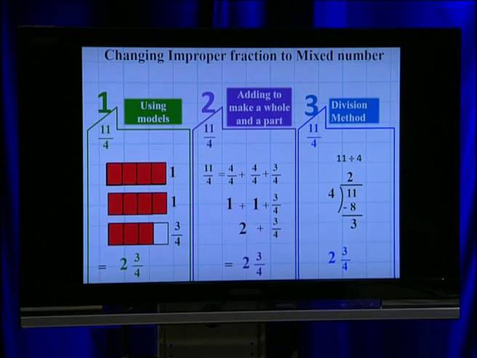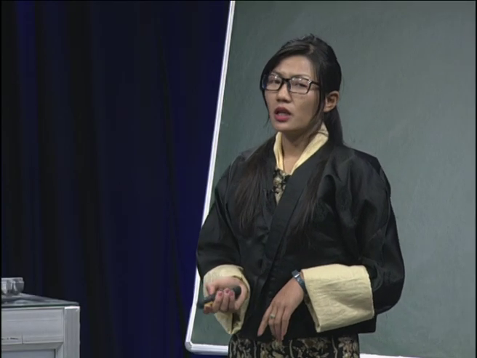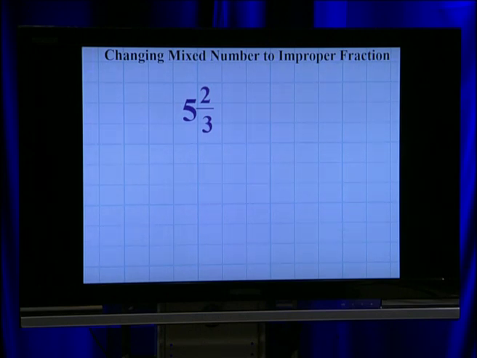Now, as I said earlier, improper fraction and mixed numbers are interchangeable. So now let's convert a mixed number to an improper fraction. And this time we take the example 5 2/3.